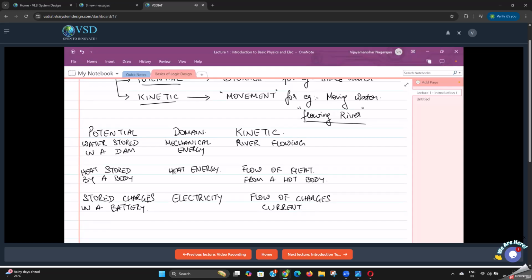This term current is used even for rivers. When the river is flowing very wildly, after a very heavy rain in the monsoon season, they say the water current in the river is very high. That means the term current is used for flowing also. Here we say water current, and here it is the electric current. So flow of charge is the electric current.